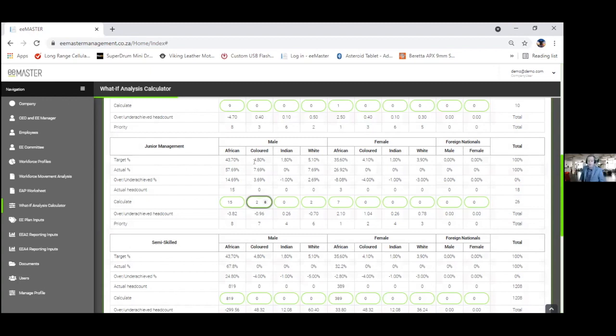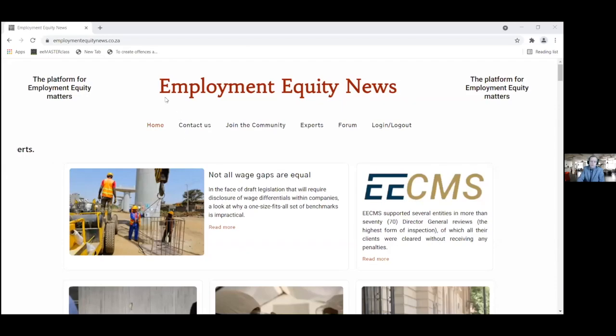Barry, you can maybe unshare this. Just quickly want to share something to the team. What do you see in front of you? You can maybe just type this website address, please. It's for the colleagues, it's www.employmentequitynews.co.za.